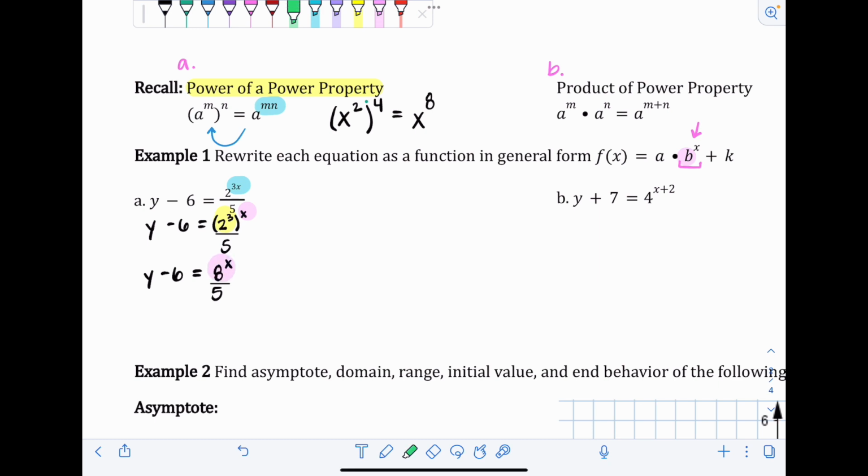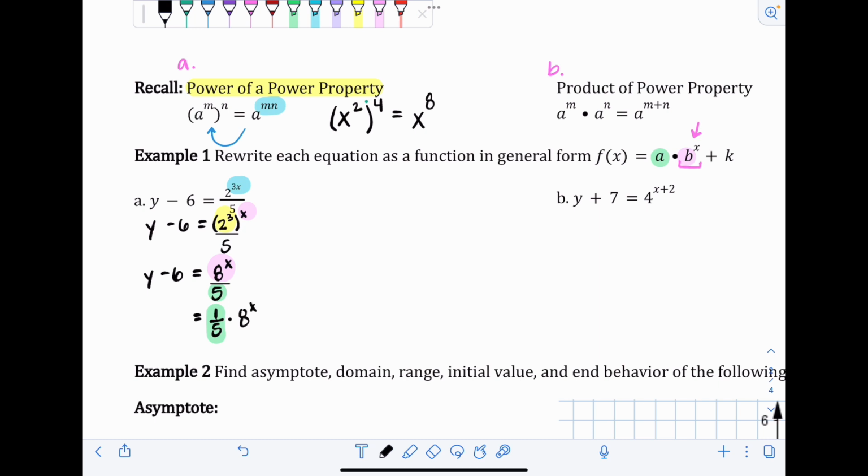So I have to figure out a way to not really get rid of the 5, but to separate it out, and it's going to get separated out as a. So I know that a is being multiplied by the b to the x, and this 5 is being divided, but dividing something by 5 is the same thing as multiplying by a fifth. So I can separate out that 5 that's in the denominator and change it into multiplying by a fifth.